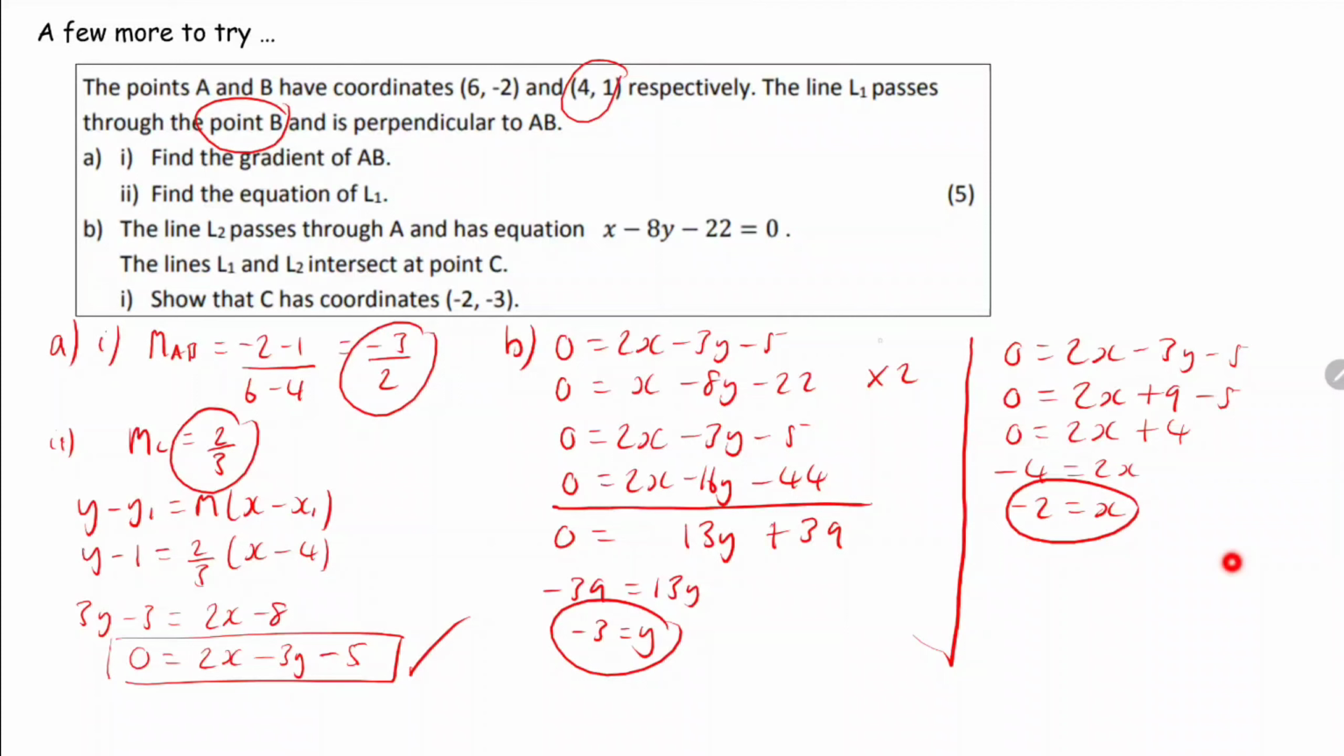Part B is to solve the simultaneous equations to find the point of intersection. This was the equation you just found, and this is the one that you were given. So double the second equation, the one you were given, which gave you 2x minus 16y minus 144. Then subtract the two equations, giving you 13y plus 39, and that allowed you to make y as minus 3. Then substitute into the first equation, which gave you x as minus 2.